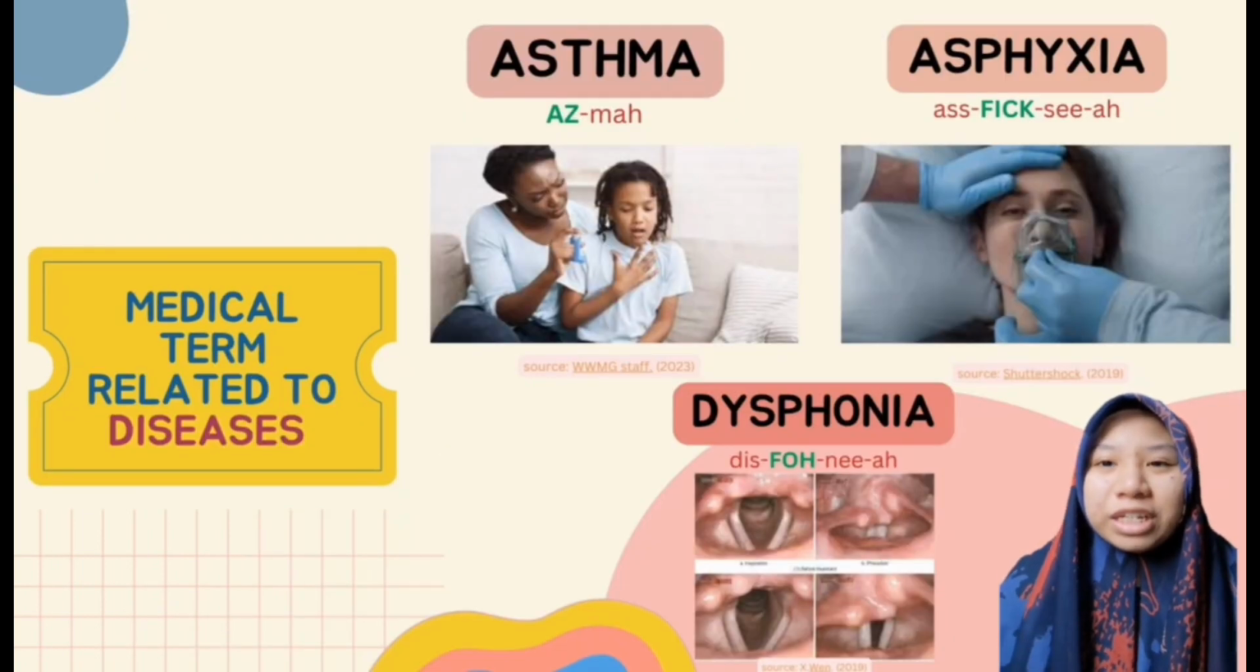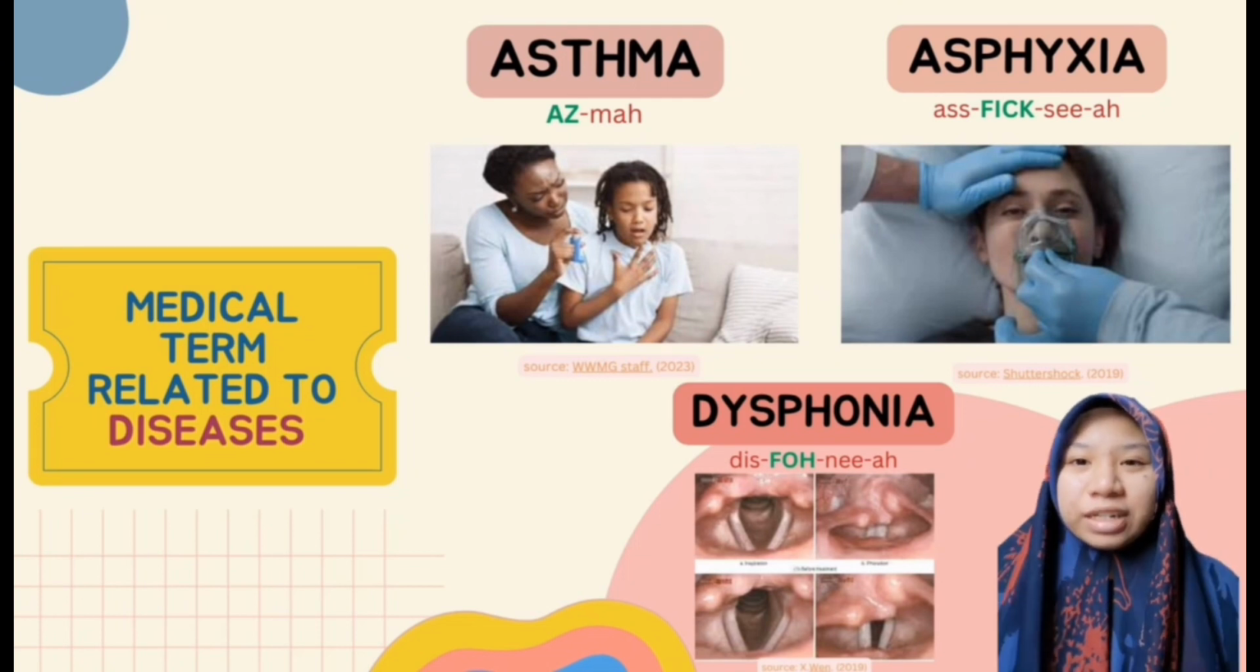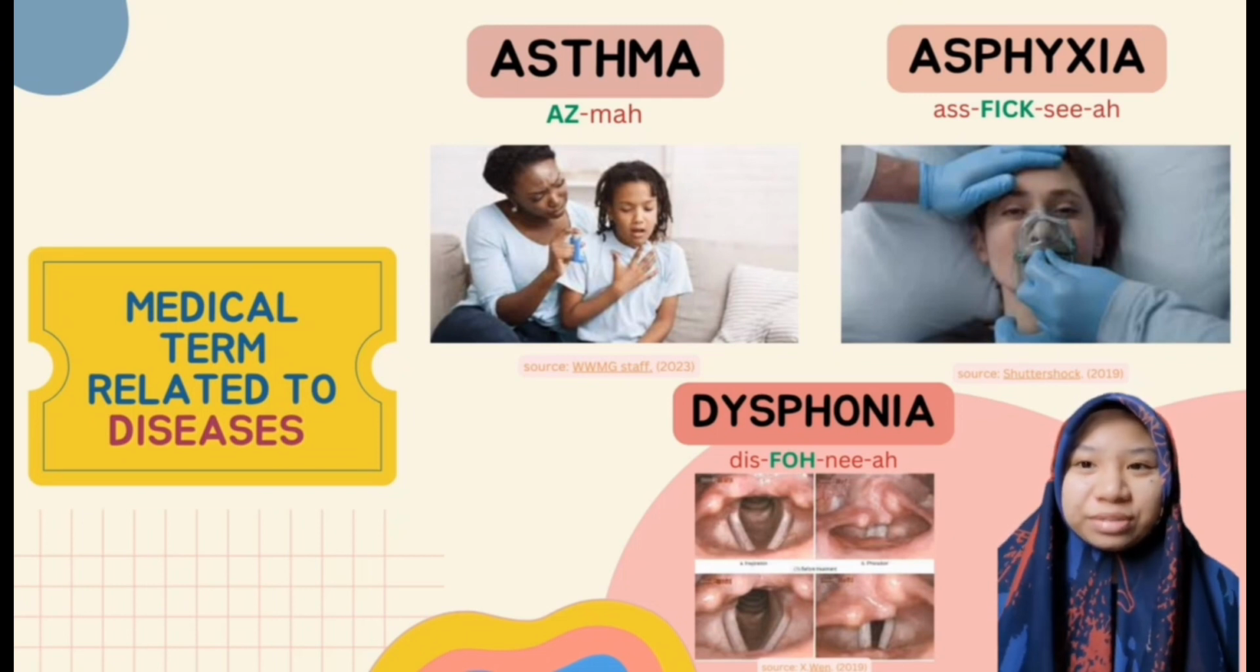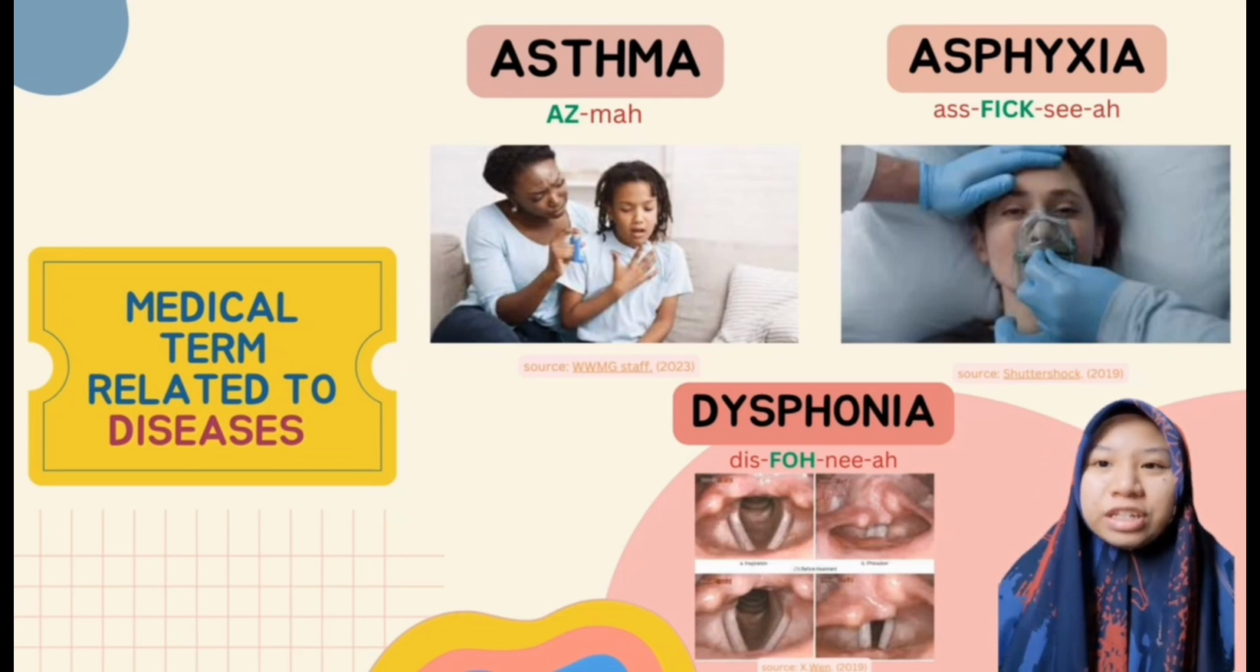In medical terms related to disease, there is asthma. It's a chronic inflammatory disease of the bronchial tubes, often triggered by an allergic reaction. Secondly is asphyxia. It's the loss of consciousness that occurs when the body cannot get the oxygen it needs to function. While dysphonia is a difficulty in speaking, which may include any impairment in vocal quality.